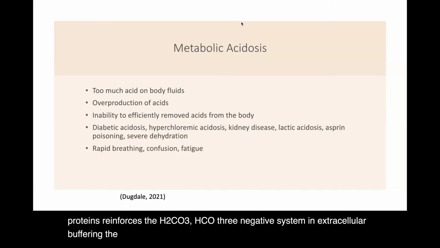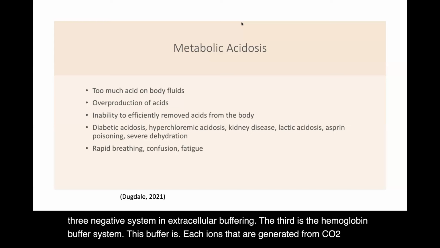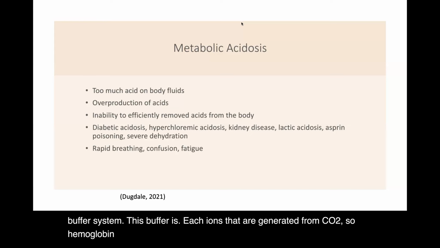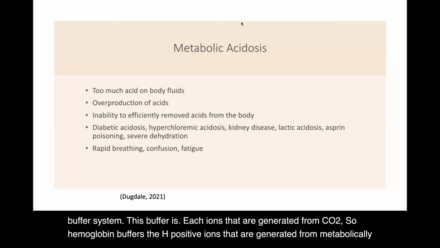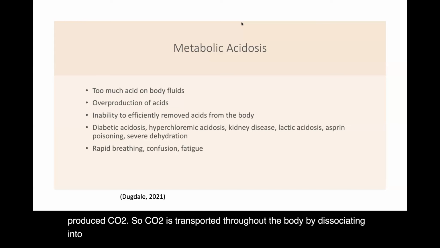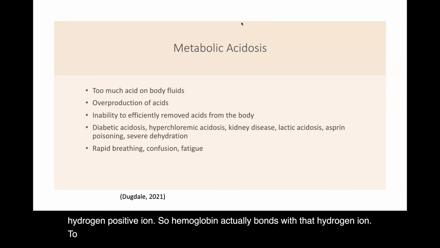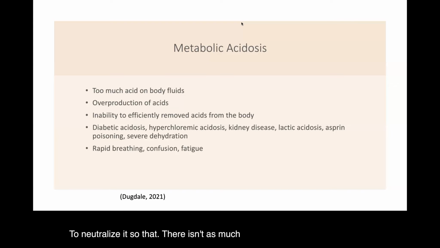The third is the hemoglobin buffer system. This buffers H ions that are generated from CO2. So hemoglobin buffers the H positive ions that are generated from metabolically produced CO2. CO2 is transported throughout the body by dissociating into carbonic acid and a hydrogen positive ion. Hemoglobin actually bonds with that hydrogen ion to neutralize it so that there isn't as much acid in the blood.